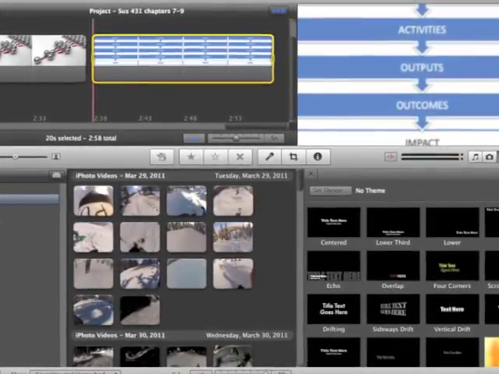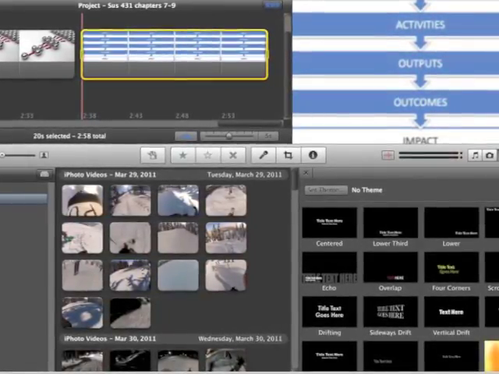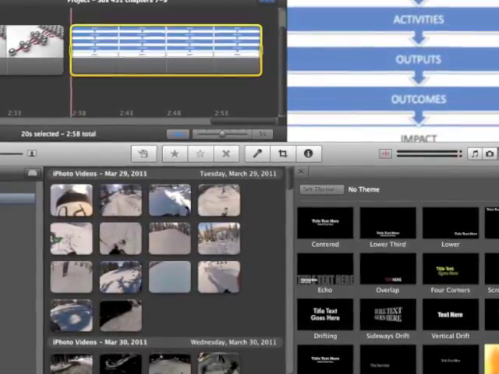This application is user-friendly and I would recommend it to anyone learning how to make videos. It's very easy to navigate, and with very little time you can figure out how to input the right information where you want.